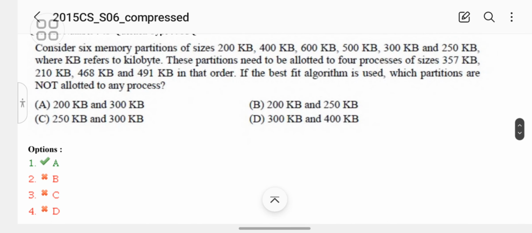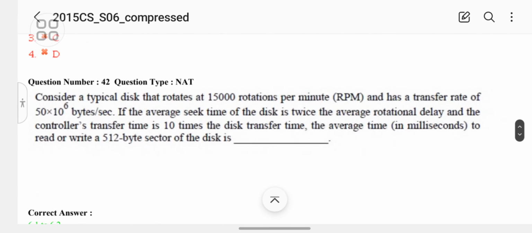Question 41: consider 6 memory partitions of size 200 KB, 400 KB, 600 KB, 500 KB, 300 KB and 250 KB, where KB refers to kilobyte. These partitions need to be allocated to 4 processes of size 357 KB, 210 KB, 468 KB and 491 KB in that order. If the best fit algorithm is used, which partitions are not allotted to any process? So for this the answer is A, 200 KB and 300 KB.